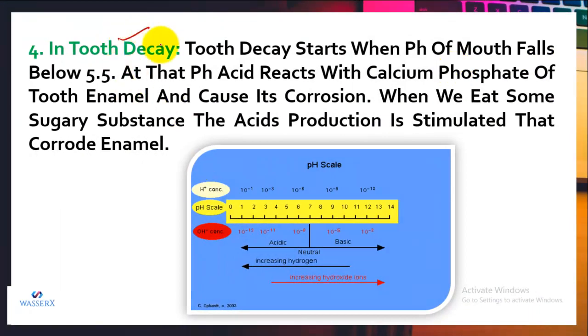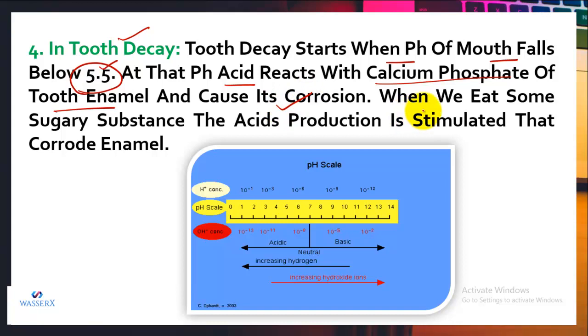Even it plays an important role in tooth decay. As you know, we all encounter a problem, that is tooth decay. You know that tooth decay starts when the pH of the mouth falls below 5.5. At this much pH, what happens? The acid reacts with the calcium phosphate of our tooth enamel and causes it to corrode.